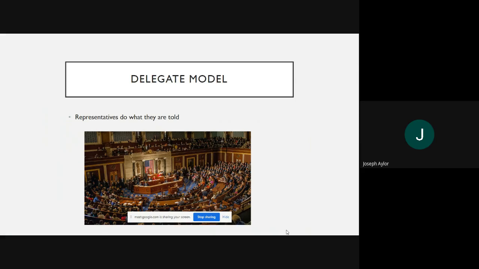So because elections are held every 2 years, and because the representatives are known as policy specialists, the House of Representatives is seen as much more likely to be in the delegate model.